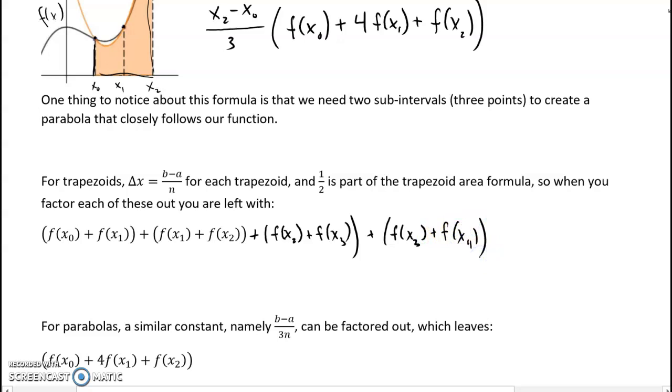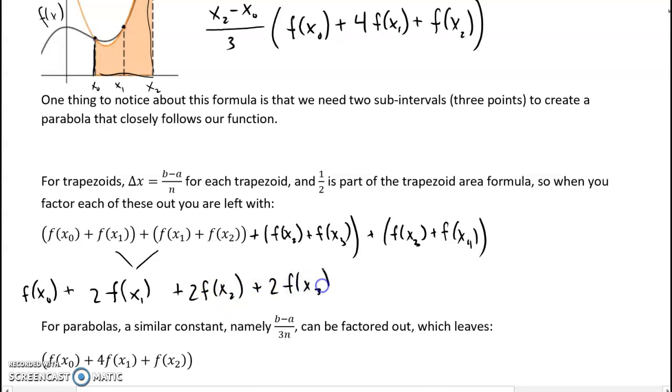Okay, and because this is all addition, we know that we can associate these in whichever way we want to. So you'll notice that we can combine these two together to get 2 times f of x1. But we don't have two f of x0s. We just have a single f of x0. But we have two f of x2s. And we have two of all of the ones in the middle.